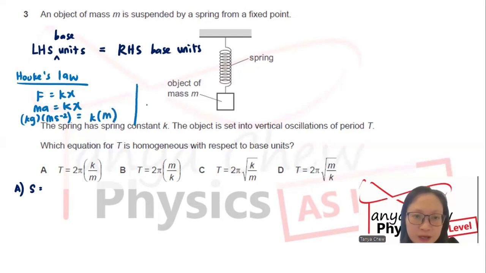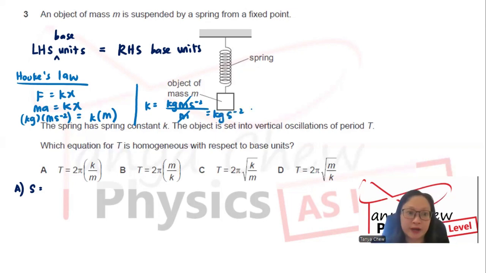And after that, just make k the subject. So kilogram meter per second squared divided by meter. You can cancel off the meter, and you get kilogram per second squared. That is the unit of k.